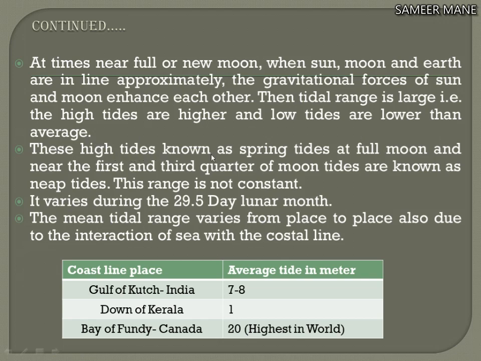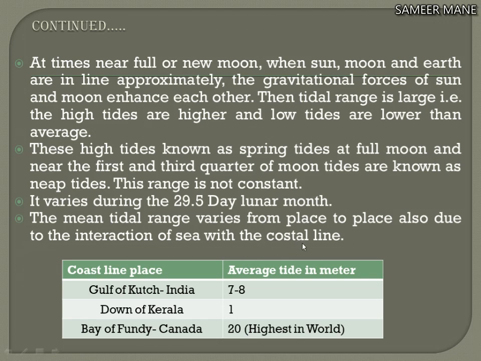These high tides are known as the spring tides at full moon condition, and near the first and third quarter of the moon, the tides are known as neap tides. This range is not constant. It varies during the 29.5-day lunar month.